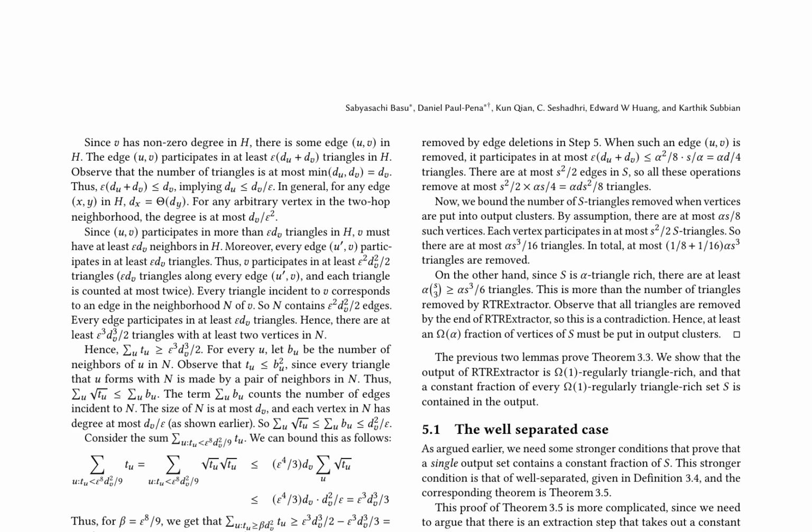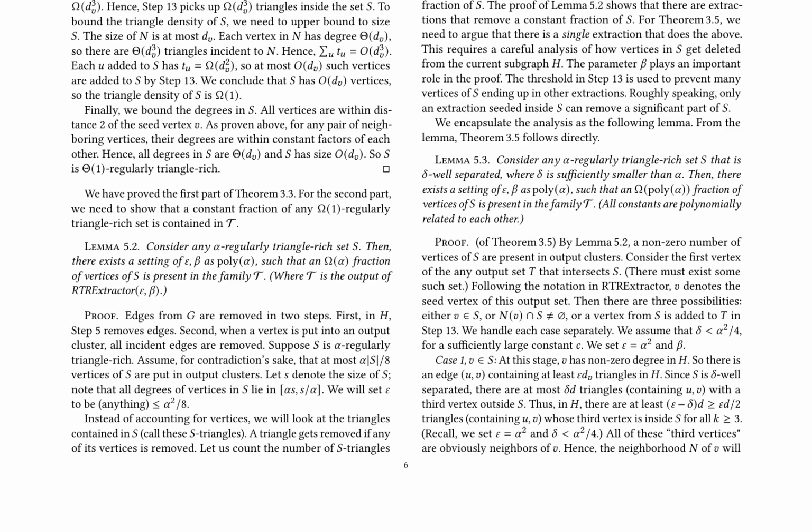The parameter beta plays an essential role in preventing many vertices of S from ending up in other extractions. The main argument revolves around the idea that only an extraction seated inside S can remove a significant part of S. The paper concludes by encapsulating the analysis as a lemma, which directly implies Theorem 3.5. This theorem states that a polynomial fraction of vertices of S is present in the family T, with all constants being polynomially related to each other.